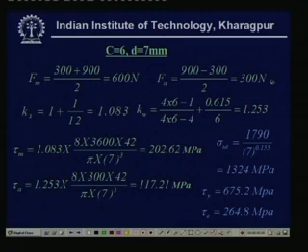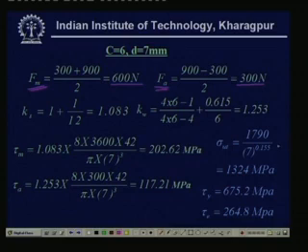Now, this problem is a dynamic problem, that is, the spring is acted upon by a variable load. So, there are two situations coming into the picture: one is the mean force F m, and another is the force amplitude F a. In this situation, F m comes out to be 600 Newton and F a comes out to be 300 Newton after calculation.